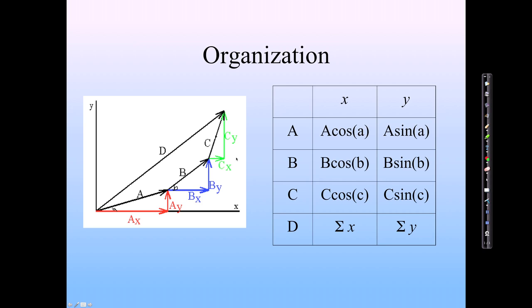The same can be said for C. And when we want to find D then, we can find dx by adding up all of the x components of A and B and C. And if we want to find dy, that's just equal to the sum of the y components of A, B, and C, AY plus BY plus CY. So let's do that in practice.